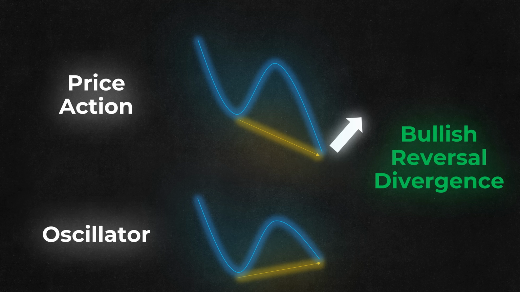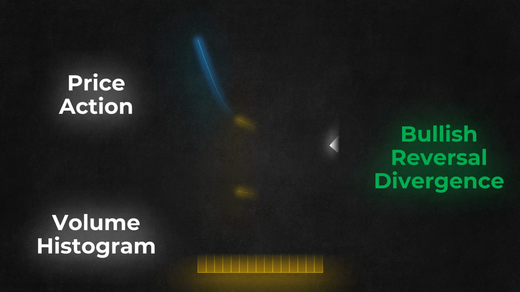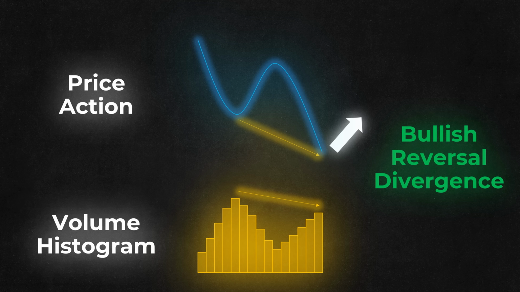Volume divergence is also a powerful tool, and it can be seen in different types of volume indicators. The most common type is volume divergence through the simple volume histogram. In an uptrend, volume divergence occurs when price creates higher highs and the histogram creates lower highs. In a downtrend, volume divergence occurs when price creates lower lows and the histogram creates lower highs. Notice the nuance here since the volume histogram only has positive values, so we only look at peaks in a histogram.